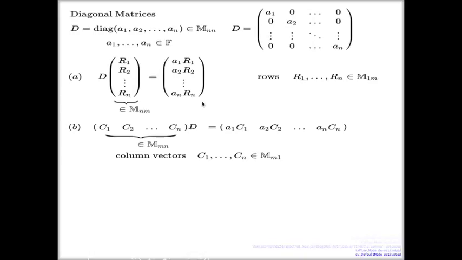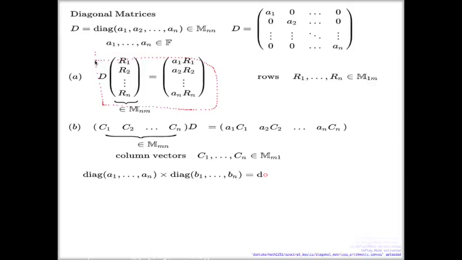Okay, there are some consequences of these general observations. For instance, if you multiply two diagonal matrices, one of them n times n with entries a1 through an, and the second one of compatible size, so it must also be a square matrix, with other entries b1, b2, through bn. If you just employ this way of thinking about matrix multiplication, this time both factors are diagonal, so both ways of thinking are applicable, and either way the result will be the same.